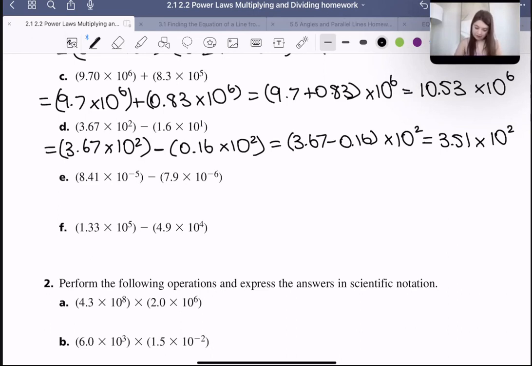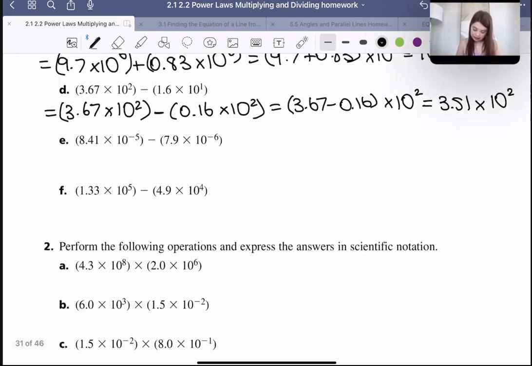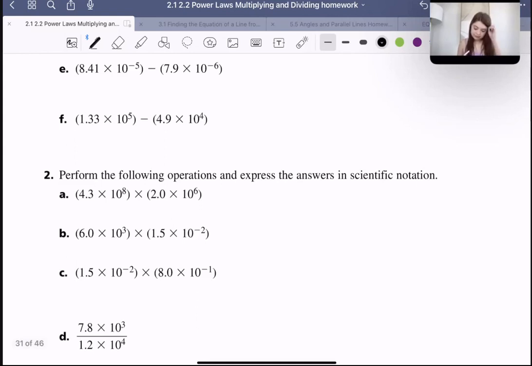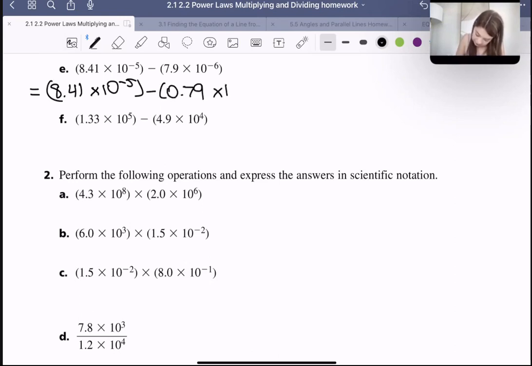Okay, now let's do letter E. Which one of these exponents is smaller? Is it 10 to the negative 5 or 10 to the negative 6? Well, actually, 10 to the negative 6 is smaller. So for this one, it's going to be 8.41 times 10 to the negative 5 minus 0.79 times 10 to the negative 5. So I added a power of 10 back in, and I moved my decimal point one to the left to get 0.79 rather than 7.9.